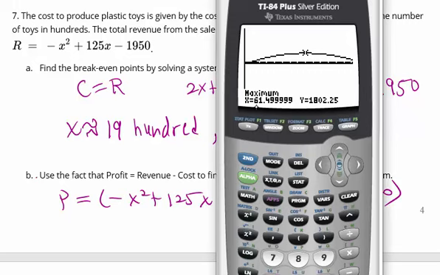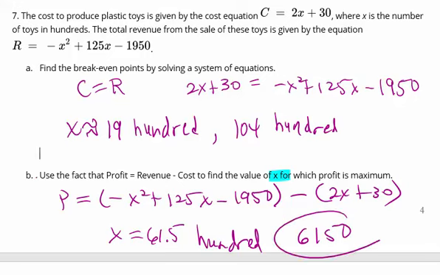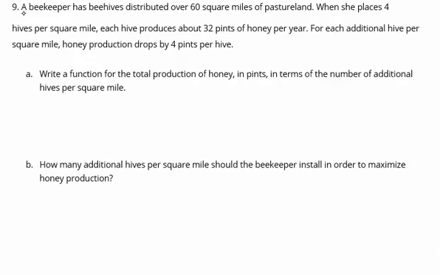And the maximum is at when x is 61.5 and the profit is 1,802.25. Since it does say find the value of x, that is the x coordinate, and that's 61.5. Remember, that's in hundreds, or 6,150. Okay, and let's jump to number 9.